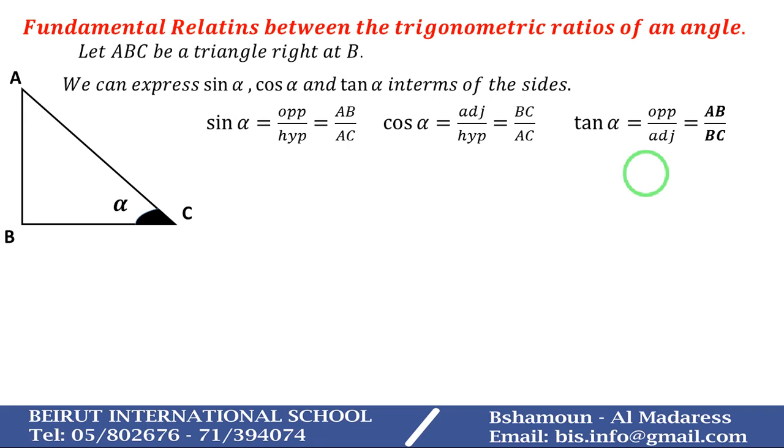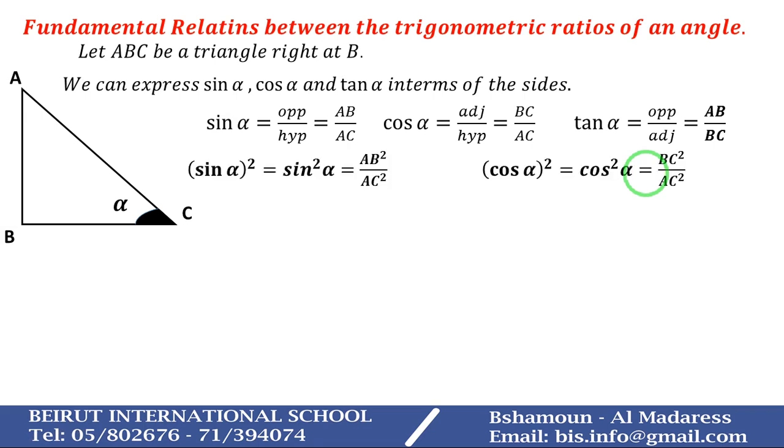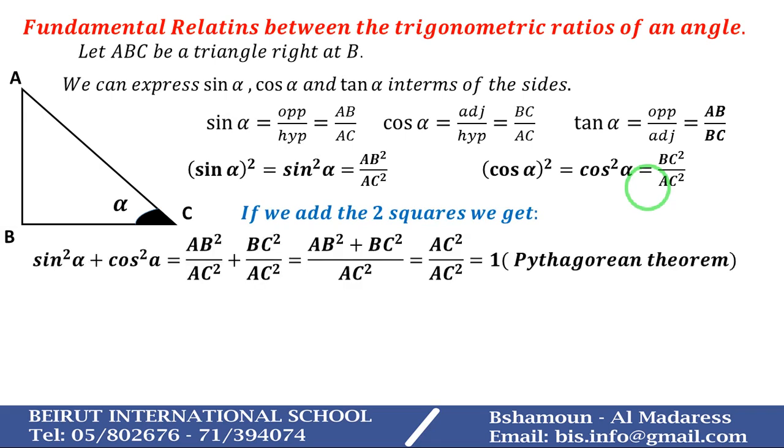Now let's calculate the square of these trigonometric ratios. Sine alpha squared is written as sine square alpha, which is equal to AB over AC all to the power 2, or AB to the power 2 over AC to the power 2. Cosine square alpha is equal to BC squared over AC squared. If we add the two squares together, sine square alpha plus cosine square alpha, we get AB squared over AC squared plus BC squared over AC squared.